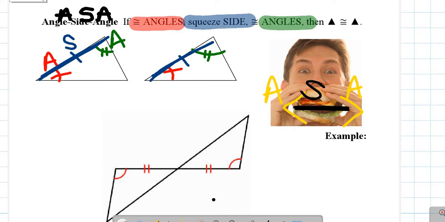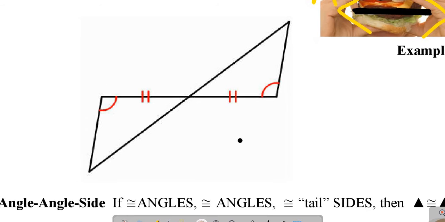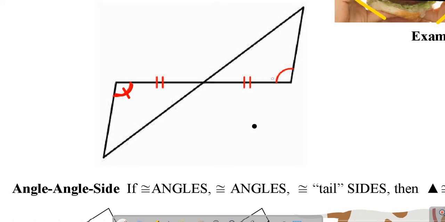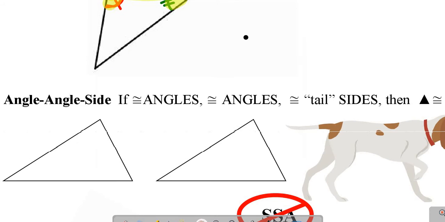So here's another example. You can see in this diagram that we have a pair of angles, and then we have a side, and then we have another hidden pair of angles called vertical angles, the angles that are directly across from each other like cat whiskers. And you can see that you have a pair of angles and a side squeezed between. This spells angle, side, angle.